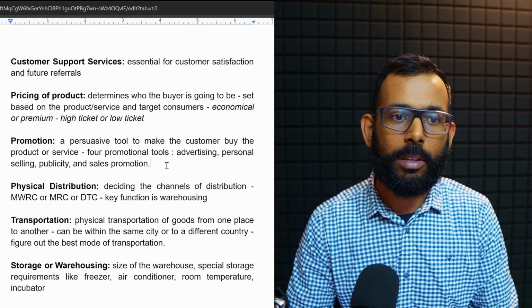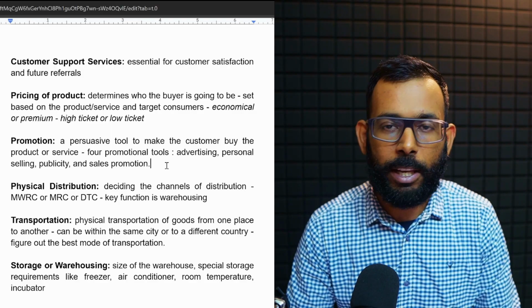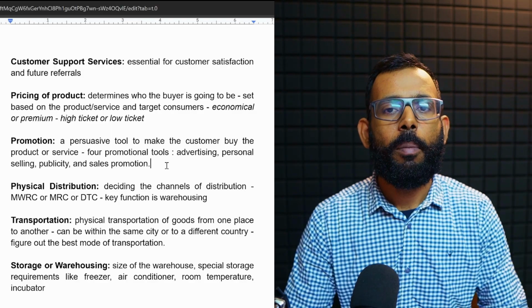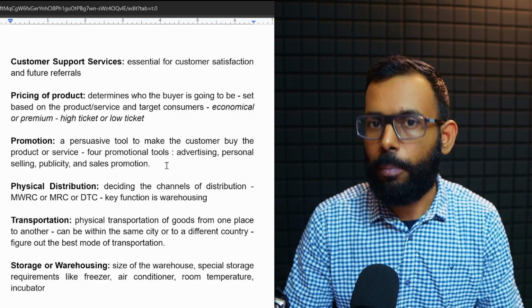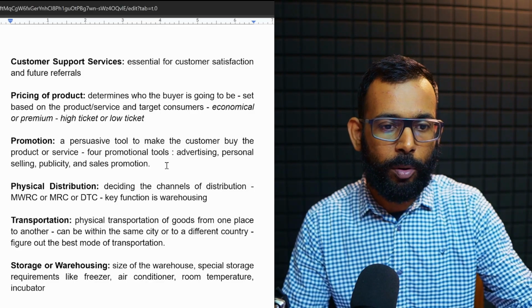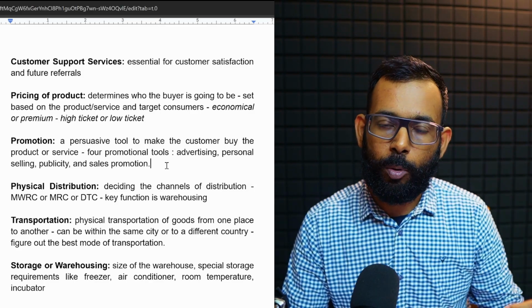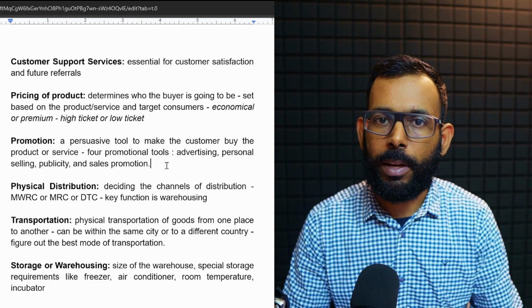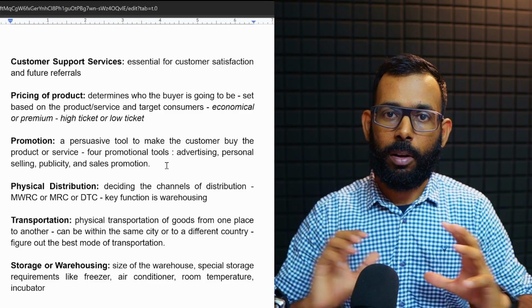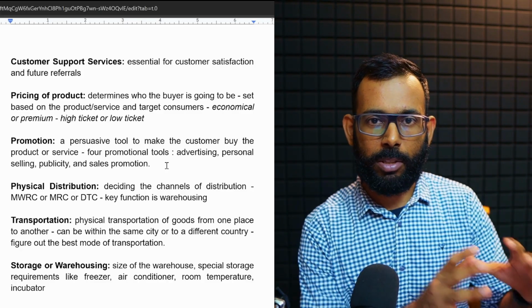Let's say there is a chocolate and the chocolate is 5 rupees or 10 rupees. Pretty much everybody can buy, at least the people who are below middle class or middle class. So a larger amount of the population in the country can purchase that product.